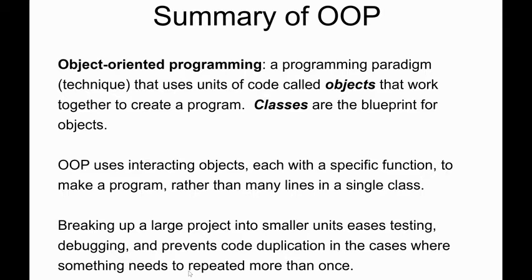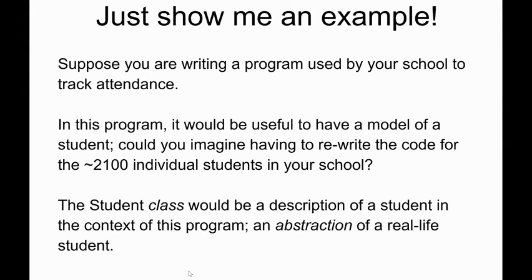Summary of OOP. Object-oriented programming is a programming paradigm or technique that uses units of code called objects that work together to create a program. Classes are the blueprints for these objects. OOP uses interacting objects, each with a specific function, to make a program rather than many lines in a single class. Breaking up a large project into smaller units eases testing, debugging, and prevents code duplication in cases where something needs to be repeated more than once.